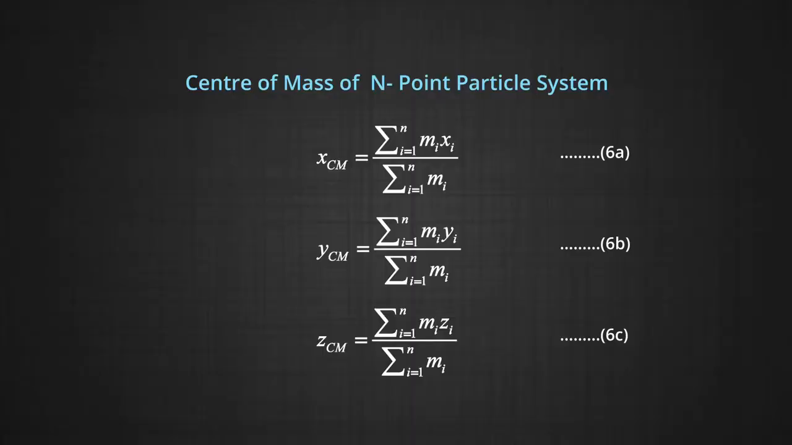But a rigid body like a meter scale or flywheel is a system of closely packed particles. Using equations 6a, 6b and 6c, therefore, applicable to a rigid body, the number of particles here, atoms or molecules, in such a body is so large that it is impossible to carry out the summation over individual particles. Since the spacing of particles is so small, we can treat the body as a continuous distribution of mass. Consider a body having continuous distribution of mass.